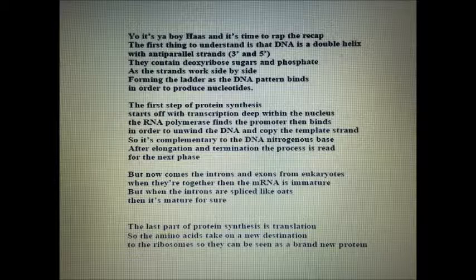But now comes the introns and exons from eukaryotes. When they're together, the messenger RNA is immature. But when the introns are spliced out, it goes thin as mercury for sure.